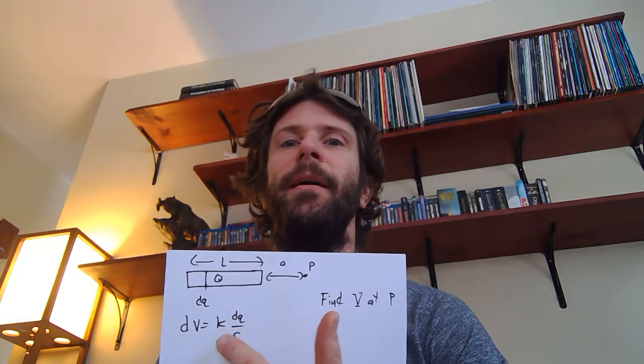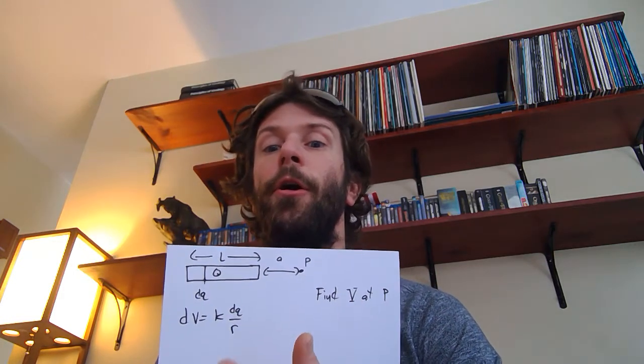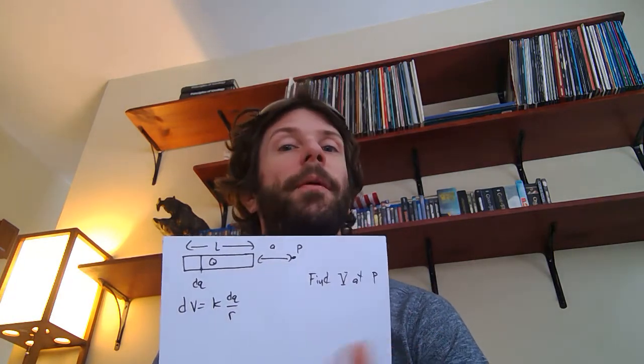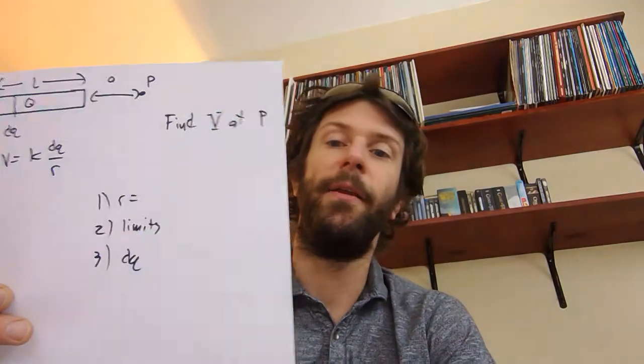dV equals K dQ over R. Notice a few things. This is R, not R squared, right? Because we're talking about potential, and there's no R hat. So what you need to do is figure out those three things. You need to figure out what R is, you need to figure out your limits of integration, and you need to figure out dQ. Those are the three things.